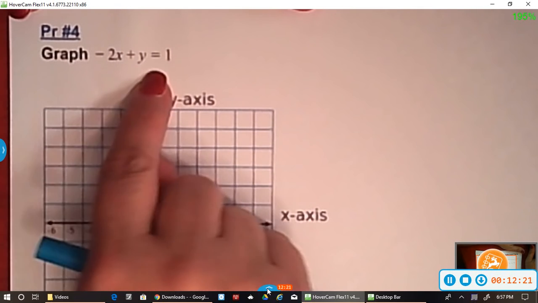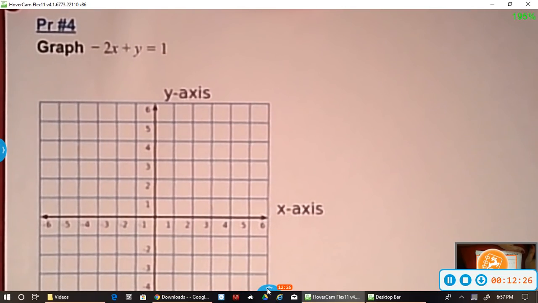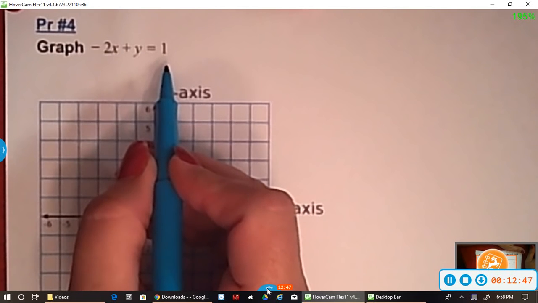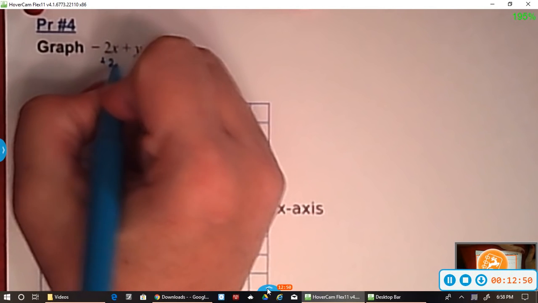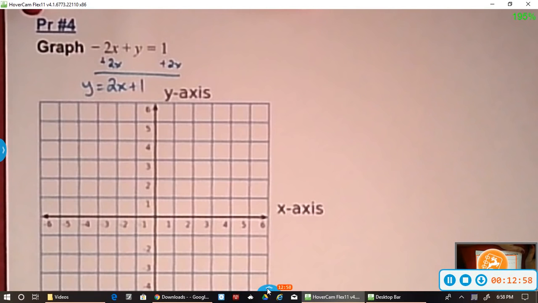Alright, so for problem 4, if we're going to graph this, I've got a couple of options. One that you may remember from Algebra 1 and Geometry is you can make a table, pick values for x, plug them in, and solve for y. You could also find x and y intercepts, but I think the easiest way to graph is using slope-intercept form. So I'm going to take this equation and put it in slope-intercept form. First thing I'm going to do is add my 2x to both sides. So I've got y equals 2x plus 1.